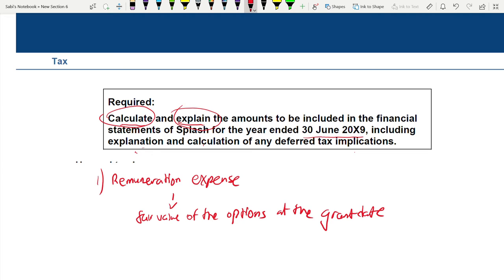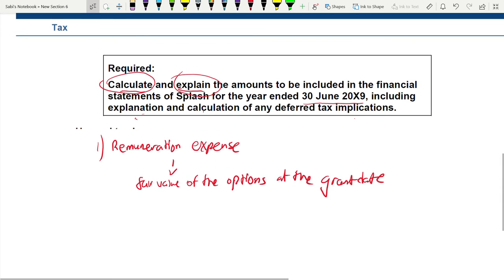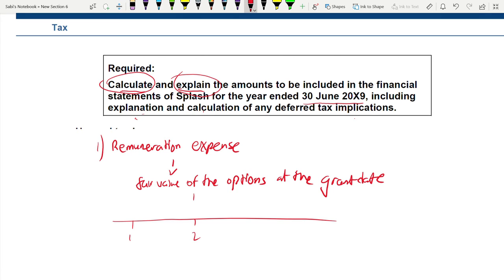Now in your exam, you don't start doing arrows and all. This is my way of explaining. You have to write in proper full sentences that this is how remuneration expense is calculated. And then this expense is spread over the vesting period. It is spread over the 4 years. The expense that you calculate, you need to divide by 4.